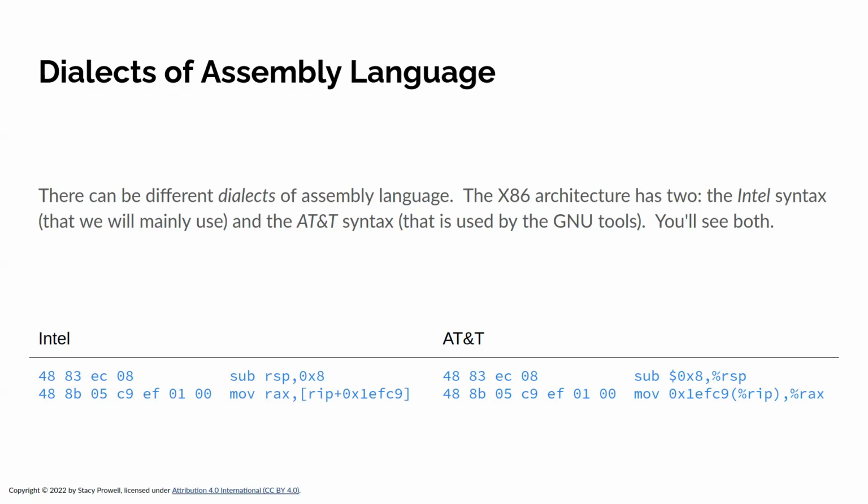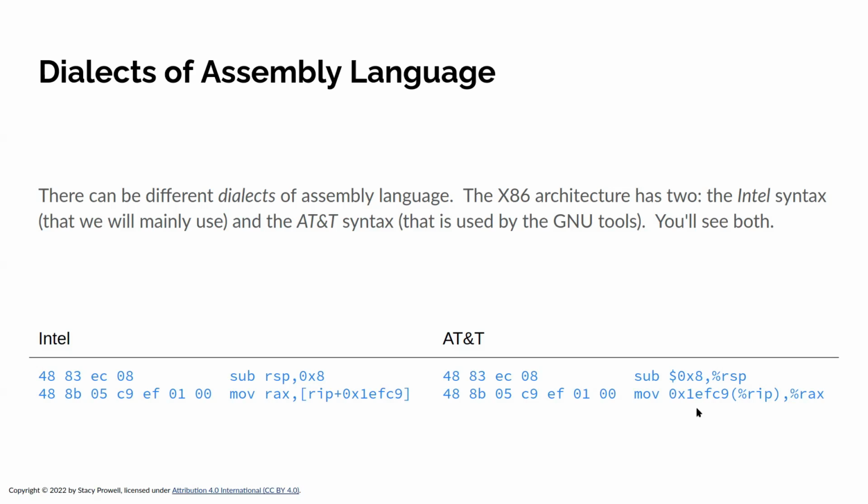The x86 has two dominant ones. They are the Intel syntax, which you see over here, and the AT&T syntax over here. The Intel syntax is the one that shows up in the Intel manuals. It shows up in almost every platform where this is used. The AT&T one is the one that shows up in the GNU tools on Linux. That's about it.